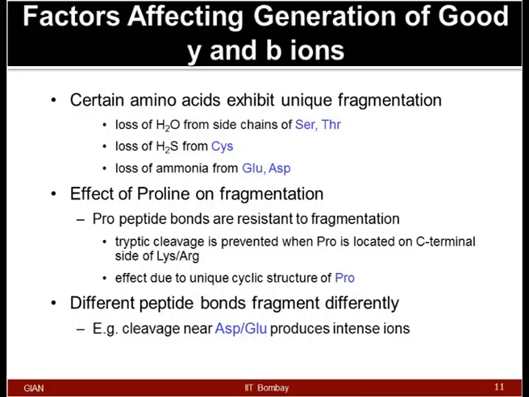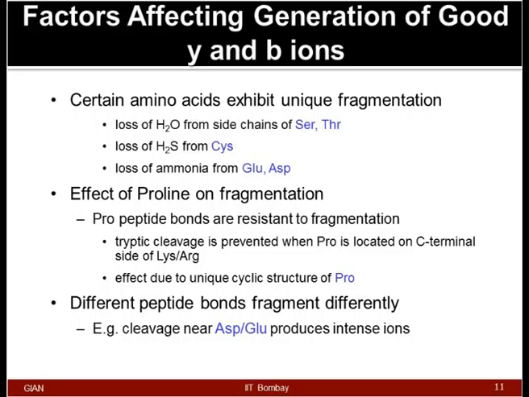There are many factors which also determine how good these fragmentation ions can be, right. For instance, if you have the loss of water from the side chain of serine and threonine, that is going to affect the fragmentation pattern, and then your fragmentation may not be as good as you would expect. Same if you have hydrogen sulfide released from cysteine, that may affect the fragmentation pattern, or loss of ammonia from glutamine and aspartic acid, those are also going to affect your fragmentation pattern.